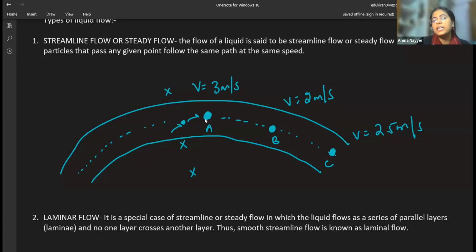Now this particle moved from A to B, came to point B a little lower with velocity 2 meters per second. So the molecule which was following it will also come a little lower and come at point B and have the velocity 2 meters per second. So this creates a pattern flow because every particle is following one another. We call this type of pattern streamline flow or the steady flow.